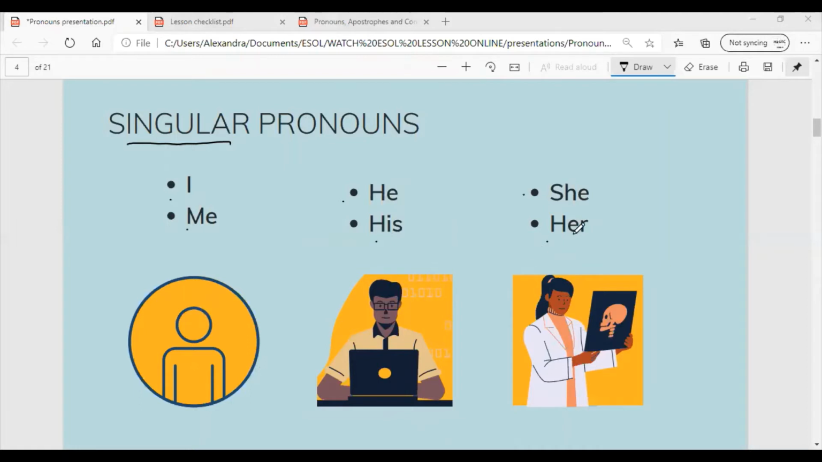His and her talk about belonging. It would describe something that belonged to the man, so the laptop, it's his laptop, it belongs to him, or it's her coat, it belongs to her. These are gendered terms. He tends to be for boys and men, and she tends to be for women and girls in general. I and me are neutral and could be used by either. So these are just some common singular pronouns.